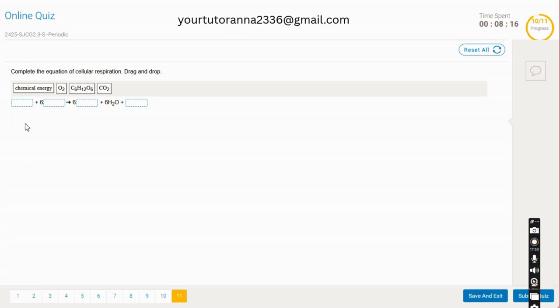And then here, this is the equation for cellular respiration. So what will happen here? It is your glucose plus 6 oxygen. That gives you 6 carbon dioxide, water, and chemical energy.